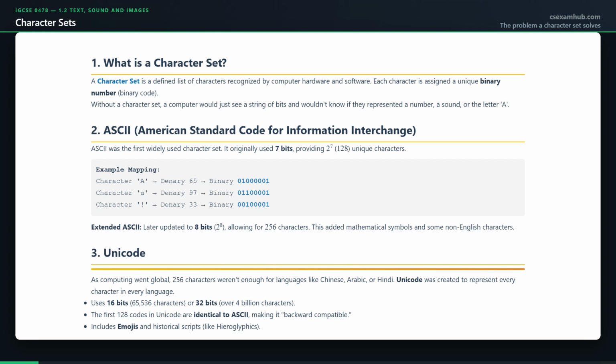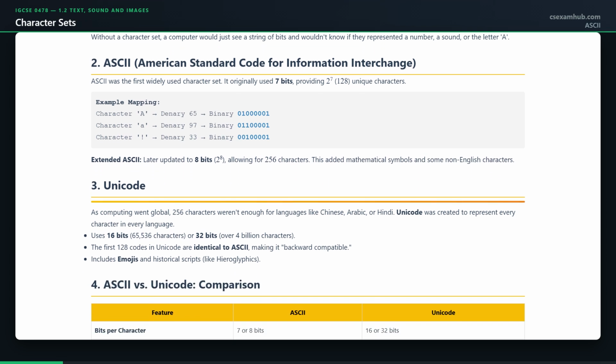And the phrase "agrees in advance" is doing the work, because without a shared agreement, the same number would mean different things on different machines, and text sent from one to another would arrive as nonsense. A character set is a standard, and its value comes entirely from everybody using the same one. ASCII, the American Standard Code for Information Interchange, was the first widely used character set.